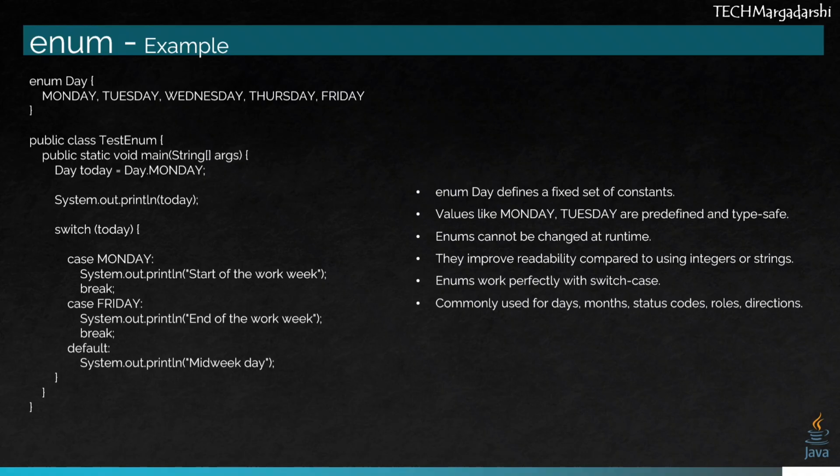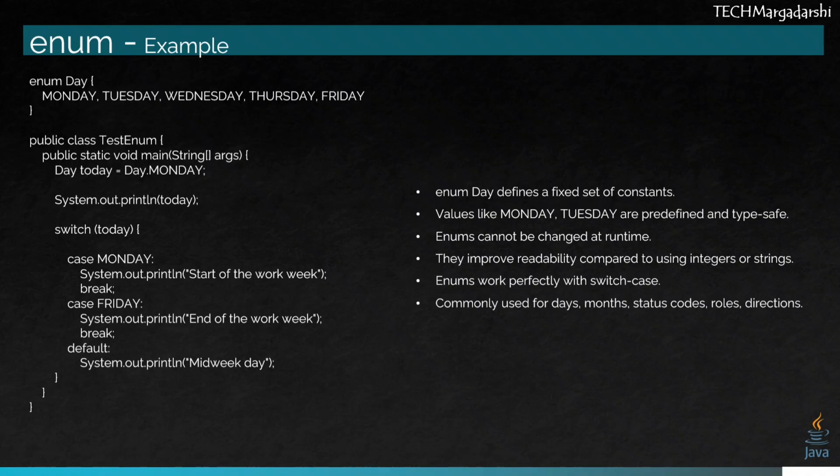In this slide, we are looking at a practical example of enum in Java. Here, we have defined an enum called Day, which contains a fixed set of constants like Monday, Tuesday, Wednesday, Thursday, and Friday. These values are predefined and cannot be changed at runtime, making enums very safe and reliable. Inside the main method, we assign Day.MONDAY to the variable today. This ensures type safety because today can only hold values defined inside the Day enum.